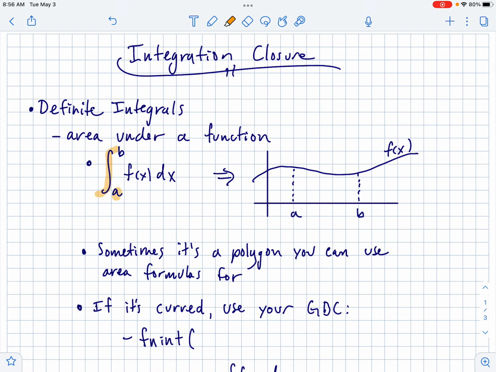Definite integrals, the notation is this big curly S from a to b of a function with respect to x. Remember that represents the area underneath a function. So a little visual here is it's the area with respect to the x-axis underneath a curve. That's what this whole thing would represent. All of this is that. It's the area of all this.